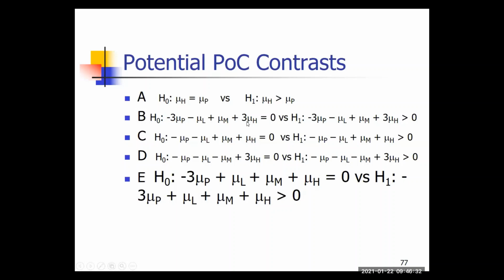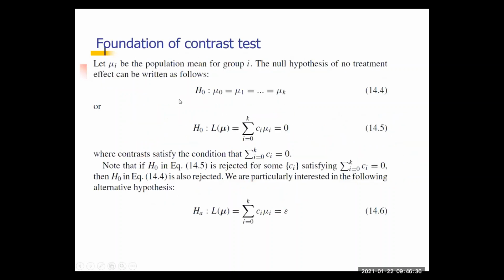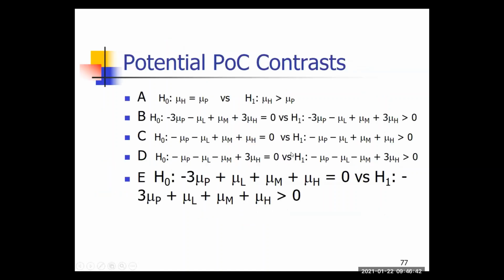And then, of course, we have to talk about contrast. Contrast is that if your coefficients add up to be 0, then you're talking about contrast. So we can design this contrast. We can say there's an ordinal linear relationship, or you can say the low dose does not work. Low dose and placebo are the same. And the medium dose and high dose work the same way. You can do it this way.